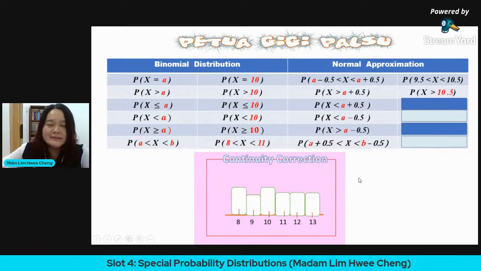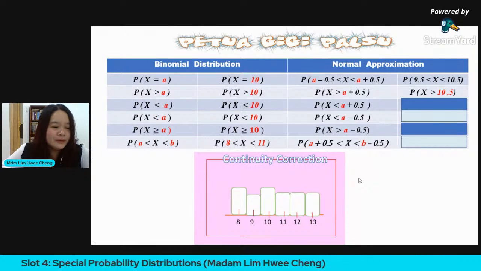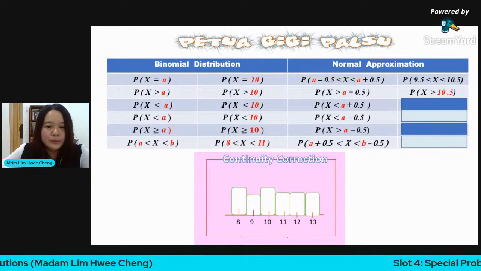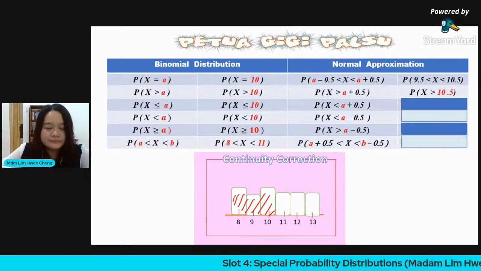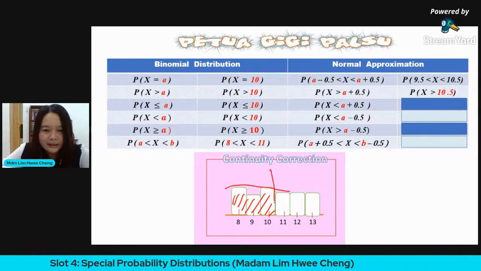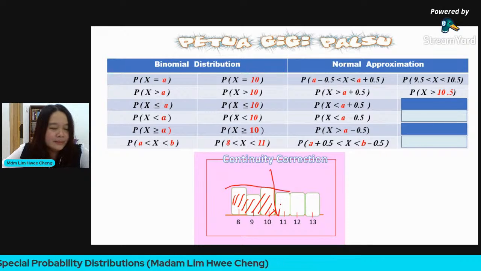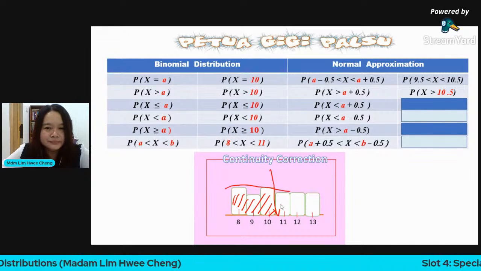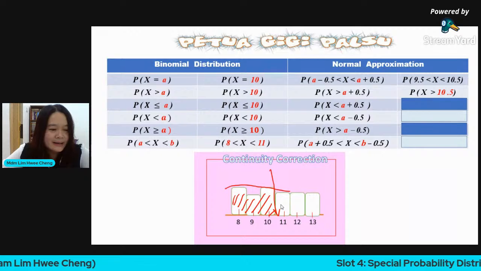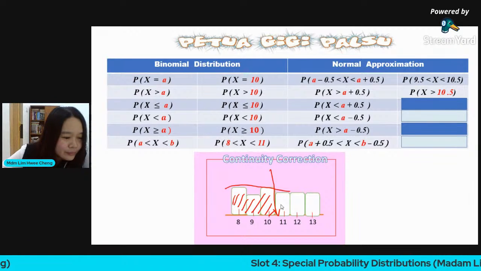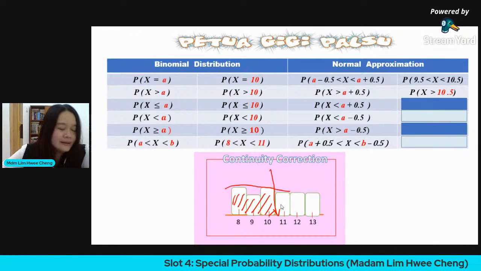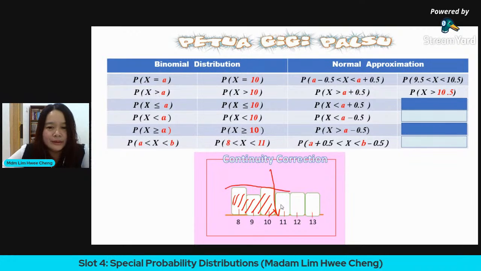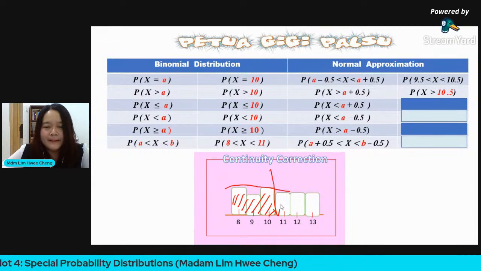If you have less than or equal to 10, this one you will have what? Less than or equal to 10 includes 10. So how do we correct it? Nuru, Nodina says it is less than 10.5.